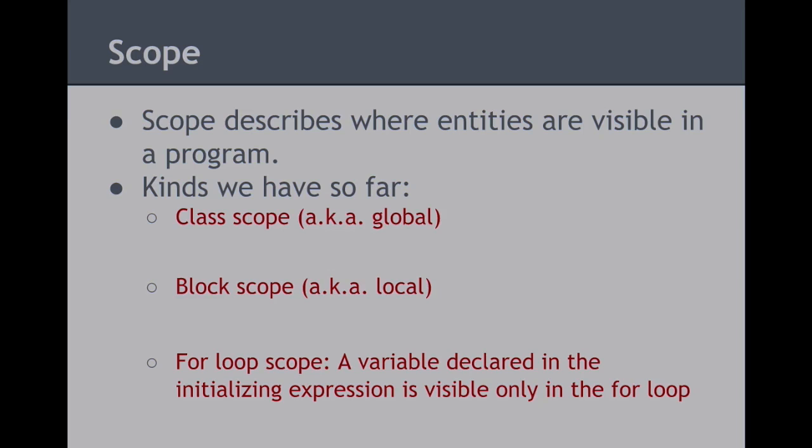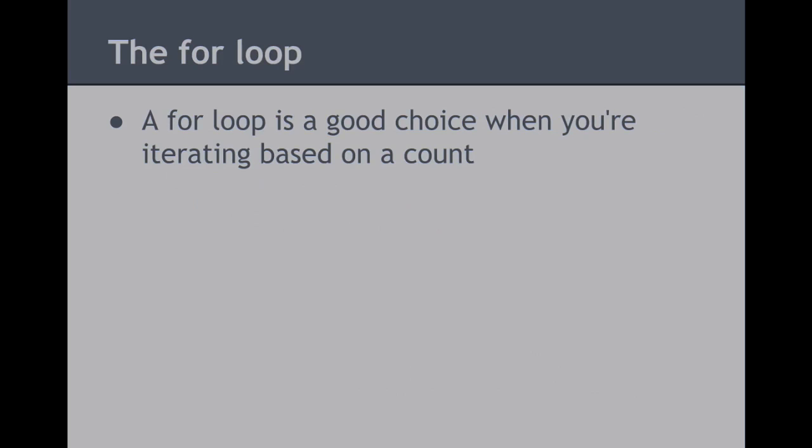Okay? Now, when should we use this? Well, I've kind of given it away through the description that we've done so far. A for loop is a good choice when we're iterating based on some count. So when we have a counting style loop, a for loop is a good choice.